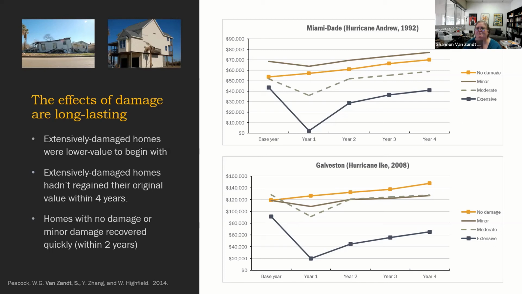And so those inequalities that we started with, right? Lower value homes translate into greater damage and slower recovery. And you do see in both Miami-Dade and Galveston that even within 4 years, those with the most extensive damage, which were also the lowest value homes, had not regained their original value within 4 years. But those that received very little damage almost had no dip at all, and actually just continued increasing in value over time. So that's maybe an indicator of increased resilience, but definitely an indicator of less of a disruption in their daily lives and their source of wealth, their home value.